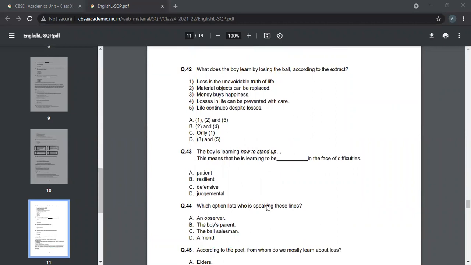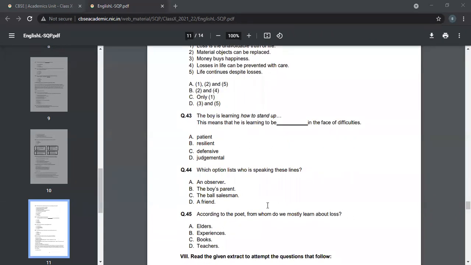The boy, कौन सी पोएम में से. द बॉय इज लर्निंग हाउ टू स्टैंड अप. बॉल पोएम में से. द बॉय इज लर्निंग हाउ टू स्टैंड अप. दिस मीन्स दैट ही इज लर्निंग टू बी डैश इन द फेस ऑफ डिफिकल्टीज. ही इज लर्निंग टू बी पेशेंट. ही इज लर्निंग टू बी रिजिलियंट. ही इज लर्निंग टू बी डिफेंसिव और जजमेंटल. रिजिलियंट इज द आंसर इन दिस.